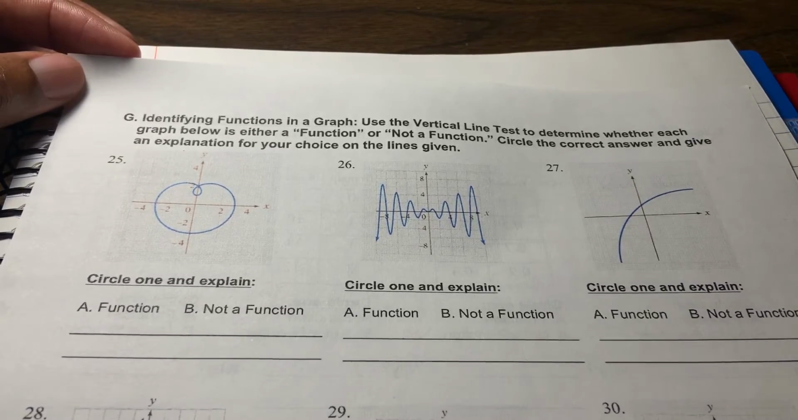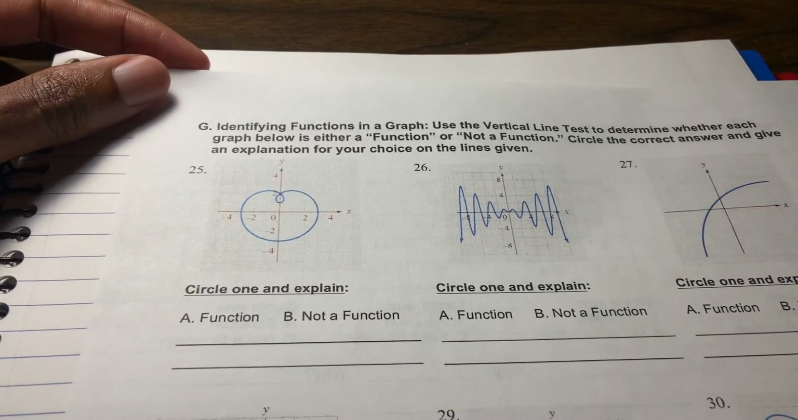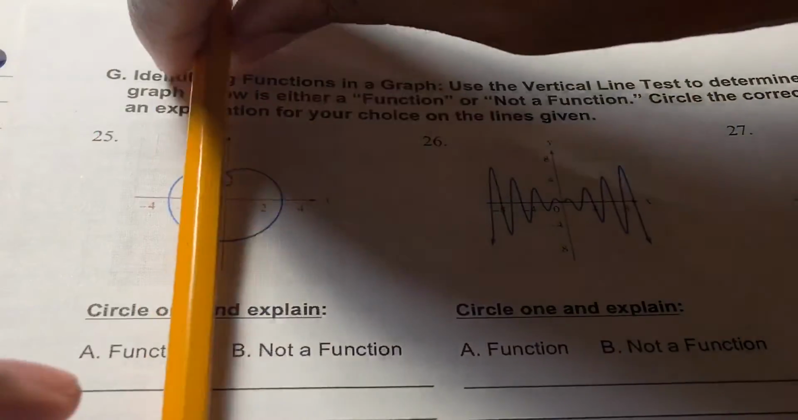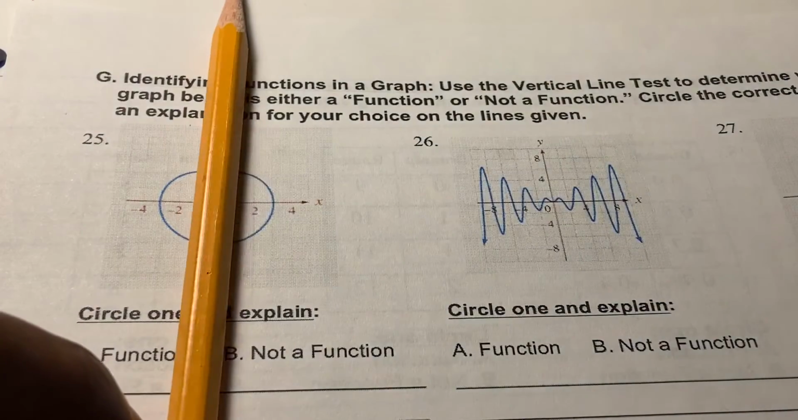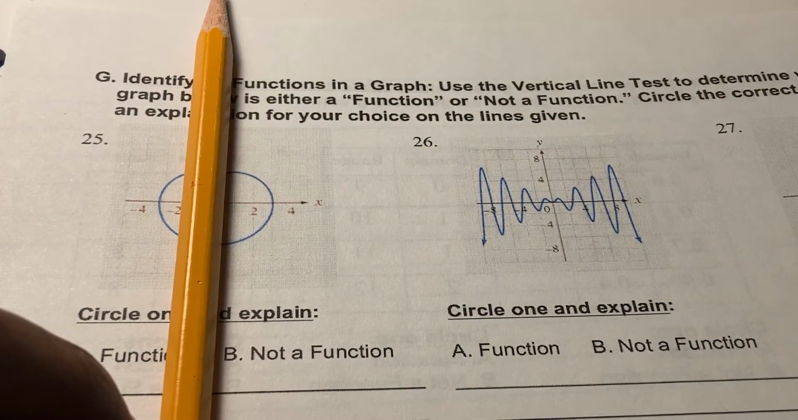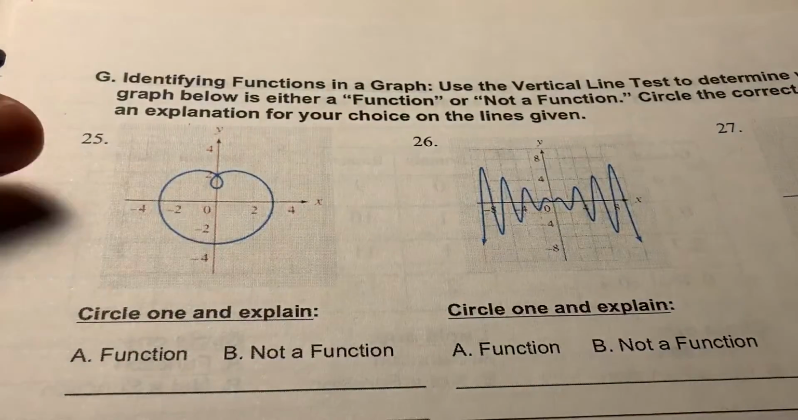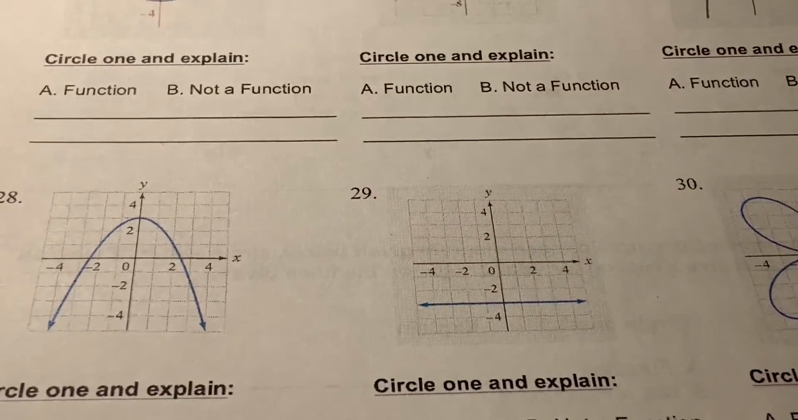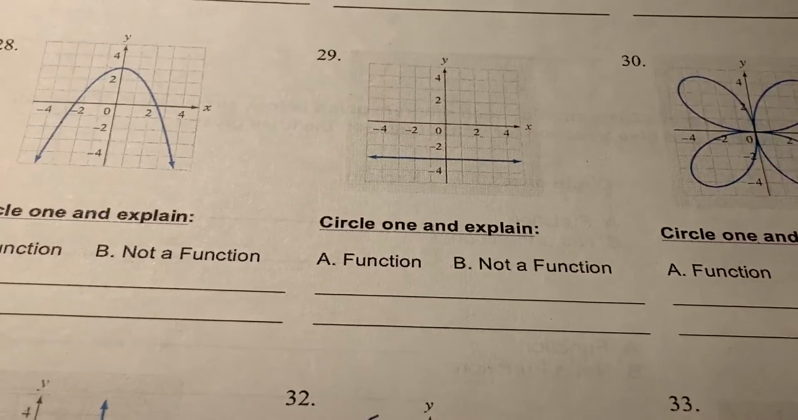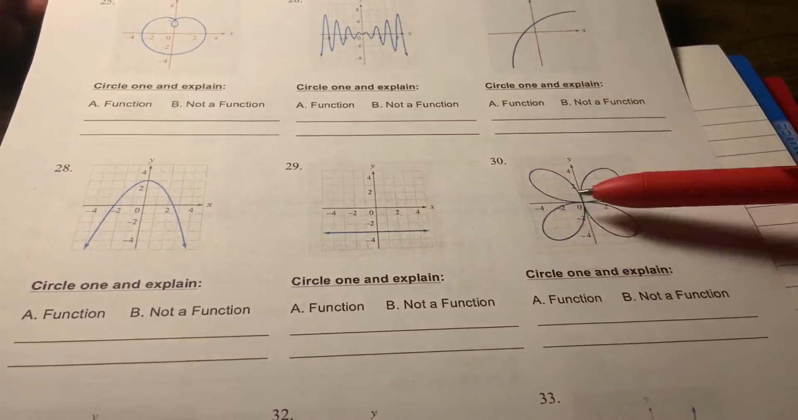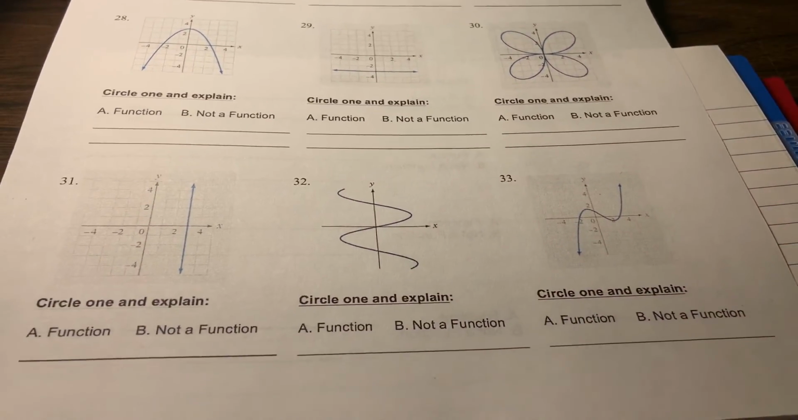I know you can visualize a vertical line. All I have to do is take a look at it, or take a pencil, lay it right on top, and I can see whether this graph has 1 point of intersection or more than 1 point of intersection. It's very simple. Then you're going to give me your explanation here on the lines for these 9 graphs. These 3 up top, then these 3, then these 3 on the bottom.